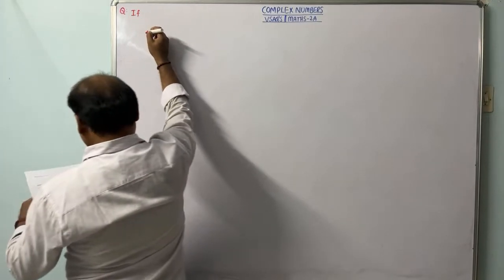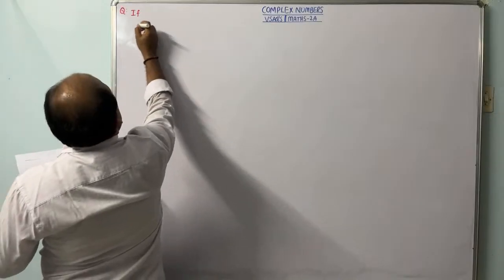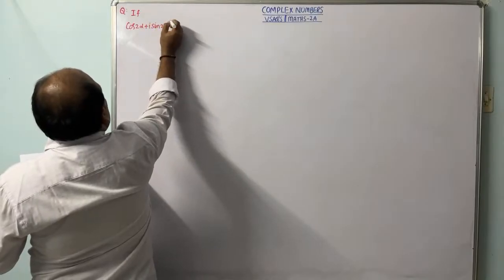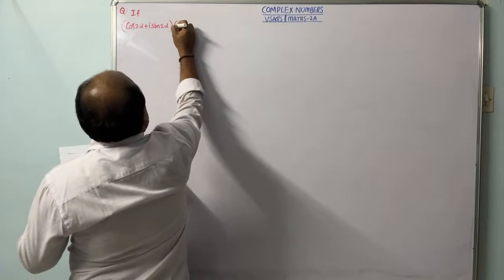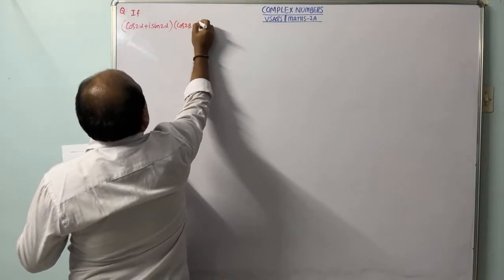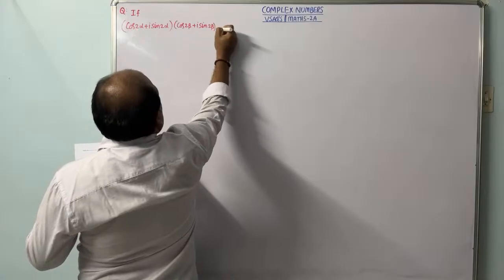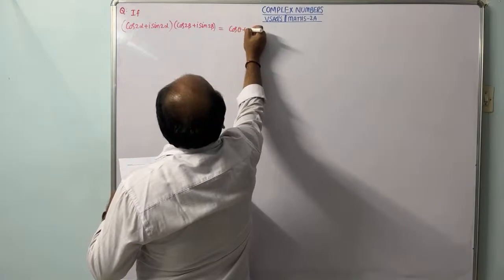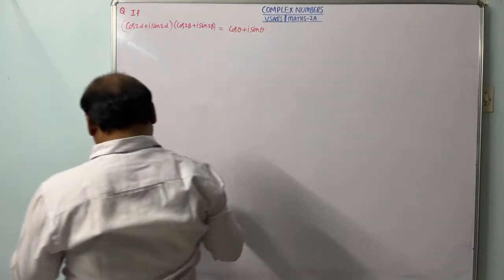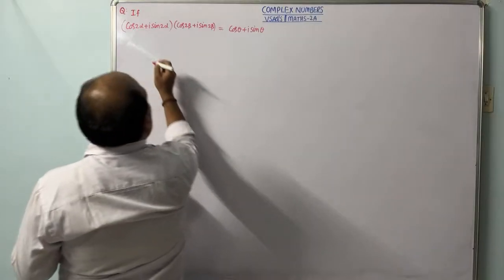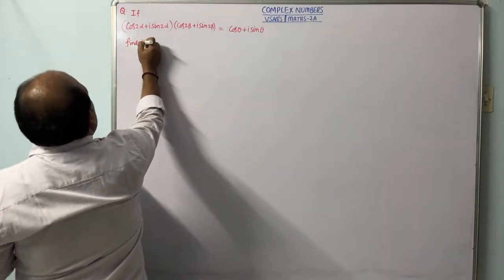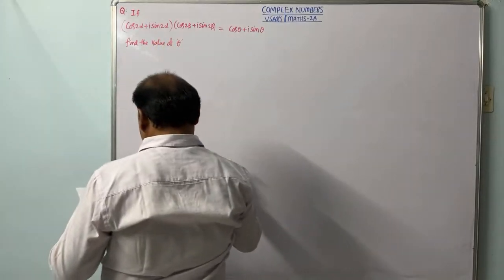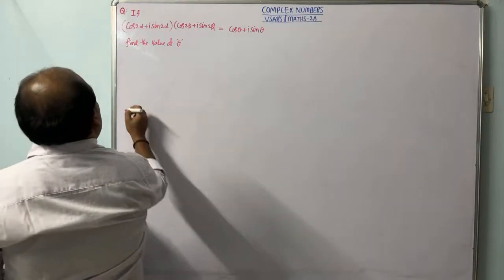If (cos 2α + i sin 2α) into (cos 2β + i sin 2β) is equal to cos θ + i sin θ, find the value of θ. Next question.